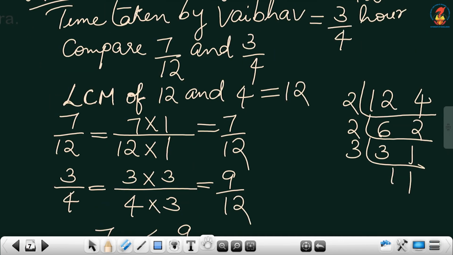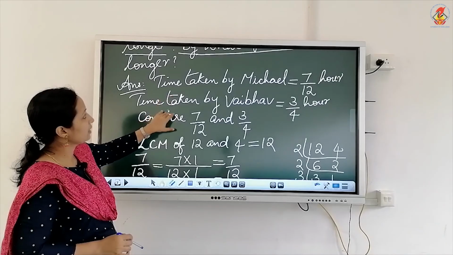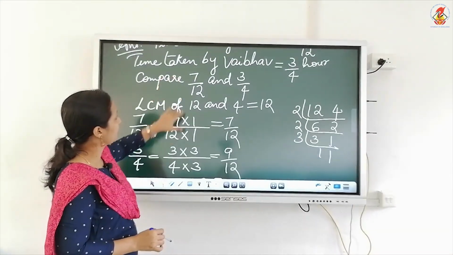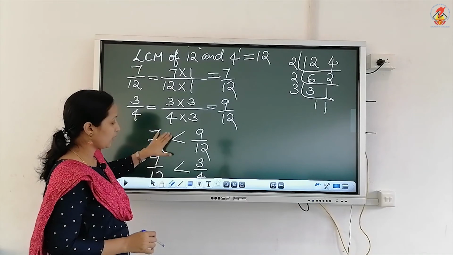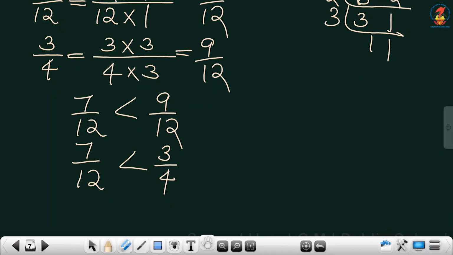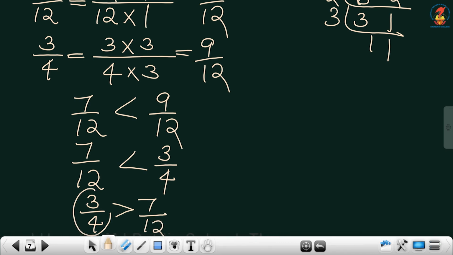So who worked longer here? What is the question? Who worked longer? Vaibhav worked longer. Okay, the answer is clear. This is the greater number. So what can you write here? 3 by 4 is greater than 7 by 12. This is the time of Vaibhav, and the next person is Michael. So we can say Vaibhav worked longer.